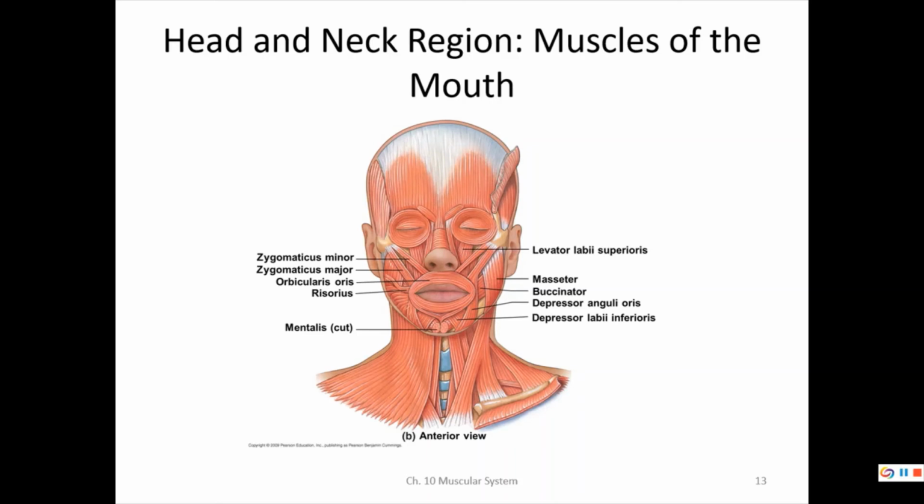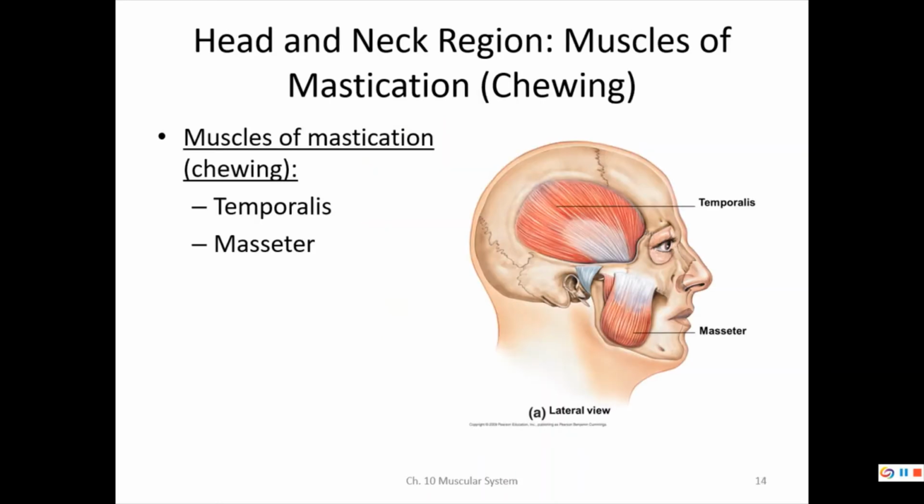Now what we want to do is look at the muscles of mastication, or chewing. Some people will say the buccinator, but purely for chewing, there are the temporalis and the masseter. Yes, they move the jaw and things like that, but the main chewing muscles are the temporalis and masseter.